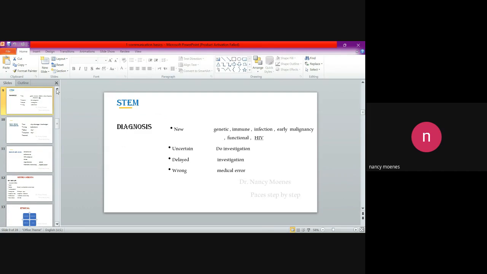Then uncertainty. He may give you a scenario like this: we have this patient. He has chest pain, but we are uncertain about his diagnosis. He may have MI or no. So what we can do for this is more investigation. This is uncertain. We still do not know exactly what he has, so we need more investigations.